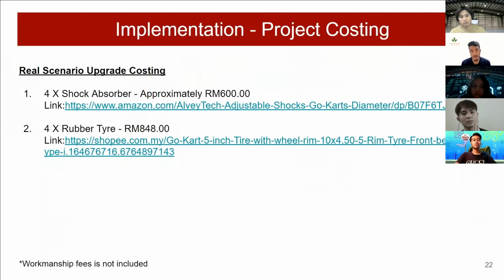So moving on to the project costing. We calculated as a whole, and as for the shock absorbers, we took 4 of them, and there's actually some mistake in the costing over here. It's supposed to be 2. So the total would be 300 and 444. So the total costing for our project would be a little bit above 700.